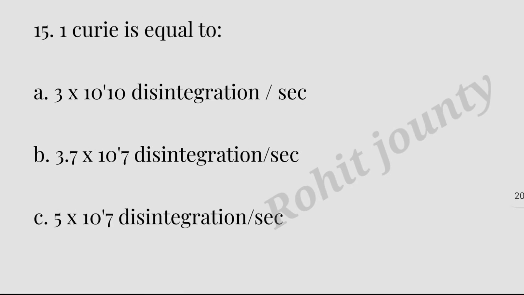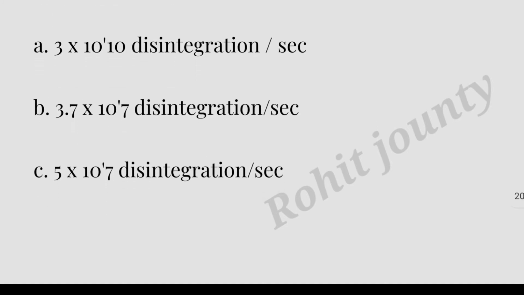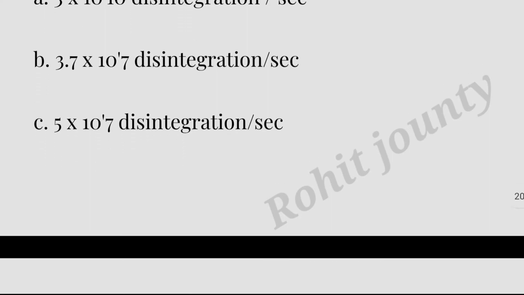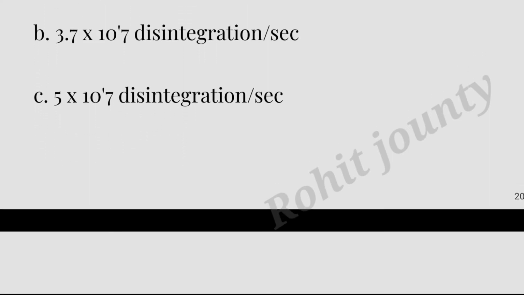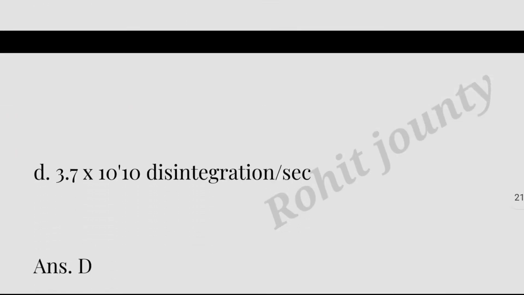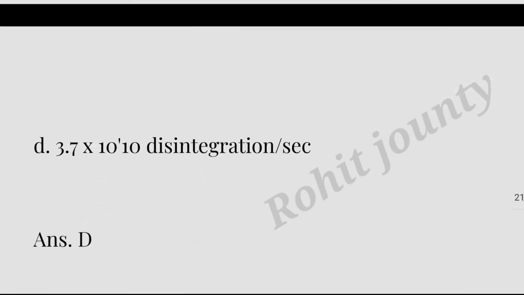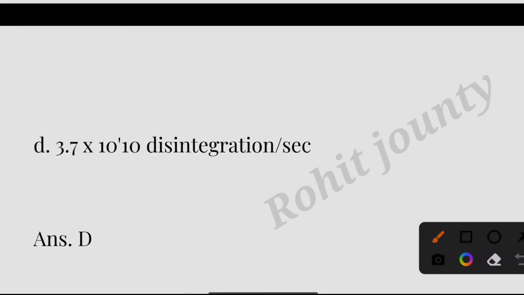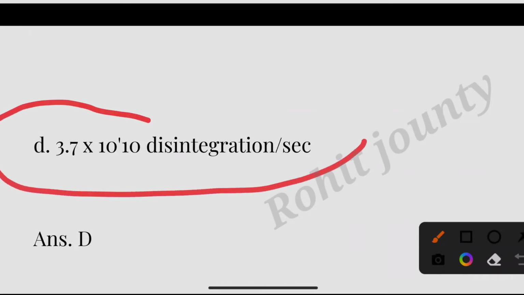Question number 15. 1 curie is equal to option A 3 into 10 to the power 10 disintegration per second, option B 3.7 into 10 to the power 7 disintegration per second, option C 5 into 10 to the power 7 disintegration per second, option D 3.7 into 10 to the power 10 disintegration per second. The correct answer is option D 3.7 into 10 to the power 10 disintegration per second.